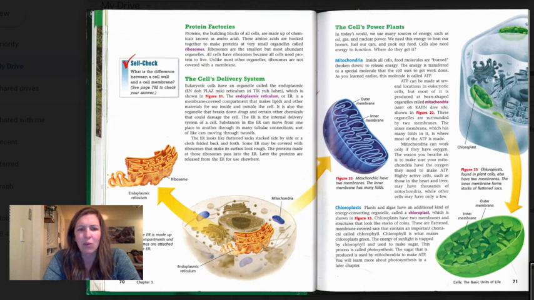Some ER may be covered with ribosomes that make its surface look rough. The proteins made at these ribosomes pass into the ER. Later, the proteins are released from the ER for use elsewhere.